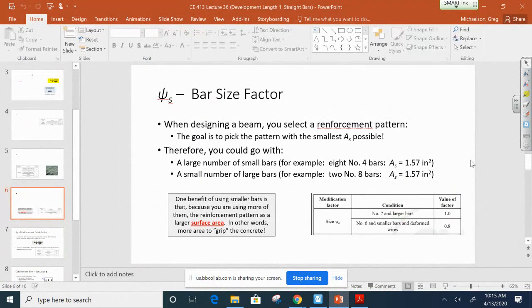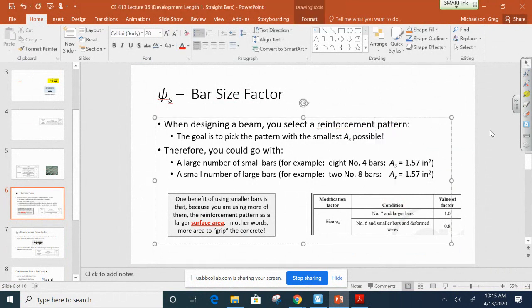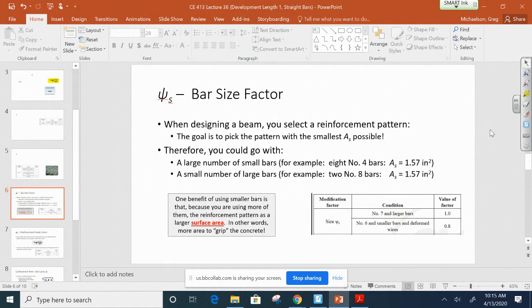Size sub S is the bar size factor, okay? So let's go back to beam design when we would select reinforcement patterns. So that is a typo. That's supposed to say reinforcement. Sorry about that. Okay, so let's go back to beam design.